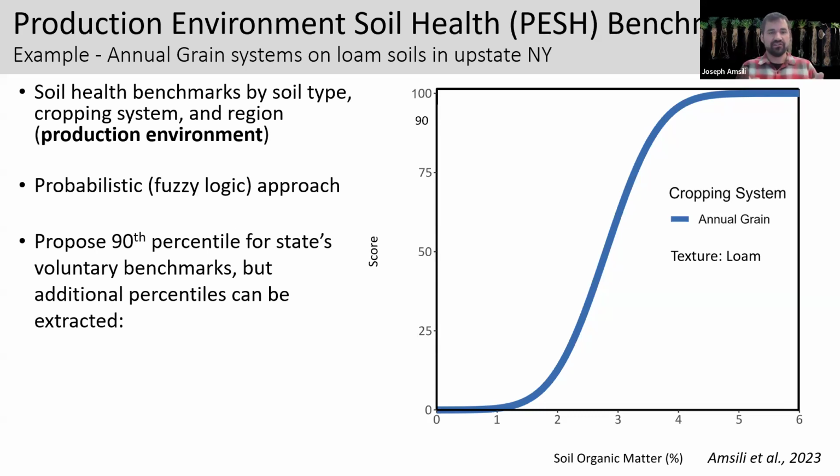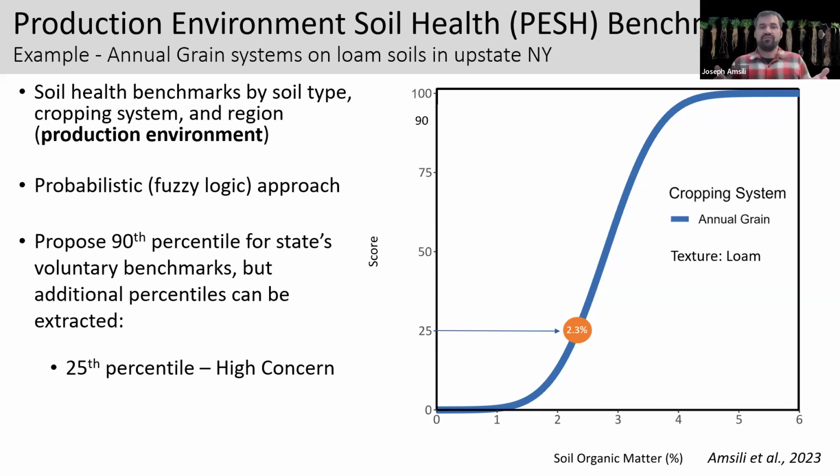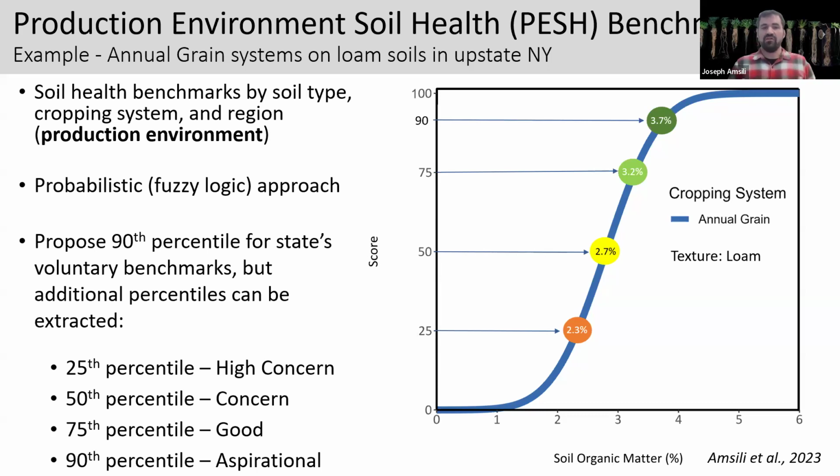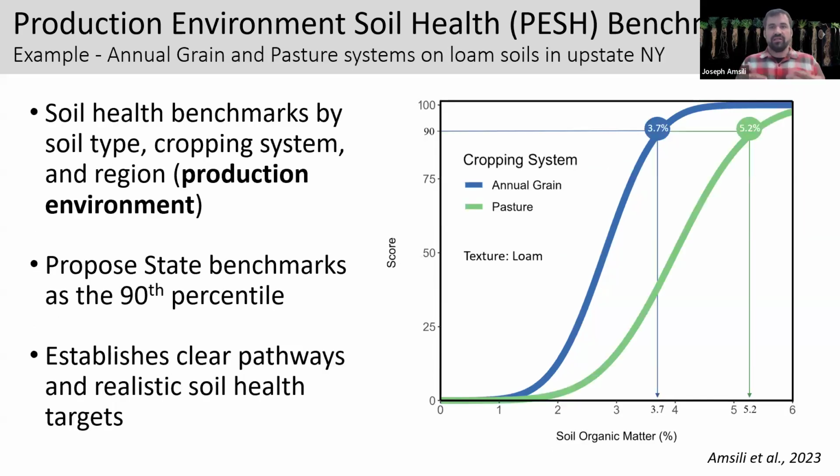For the voluntary standards, we're just proposing the 90th, but here's an example of some other benchmarks that could be pulled. Potentially the 25th percentile is a high concern benchmark. That would be 3% for this production environment. Less than 50% below average might be of concern. 75th is a good indication that you're doing a good job with your management. And the 90th percentile we could call an aspirational outcome.